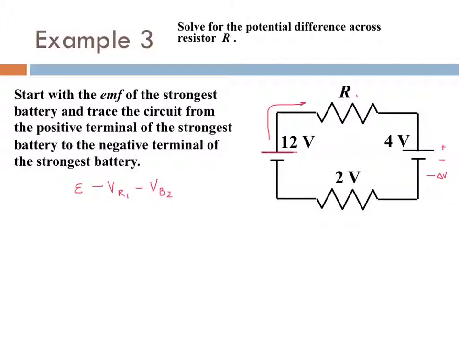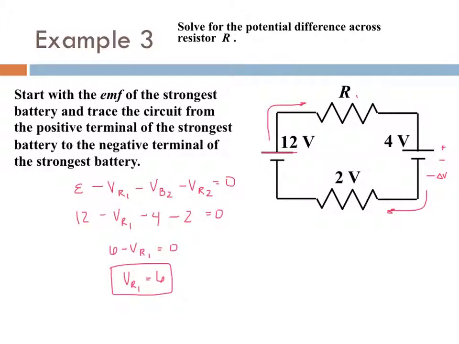Call this battery 2. And then we're going to continue on and drop more voltage for our second resistor. Again, always equal to 0. When you put in all of your numbers, again 12 for your strongest battery, minus the voltage drop across the first resistor, minus the voltage drop of the battery, minus the voltage drop across the second resistor, you get the voltage drop across the first resistor to be 6.